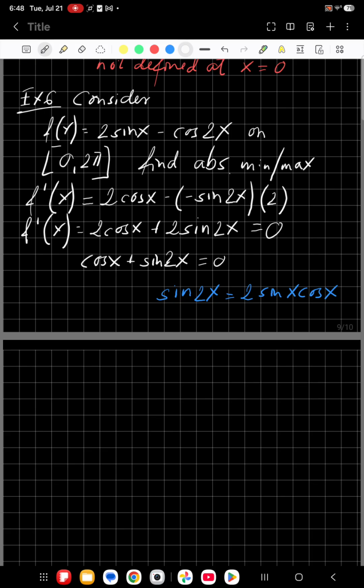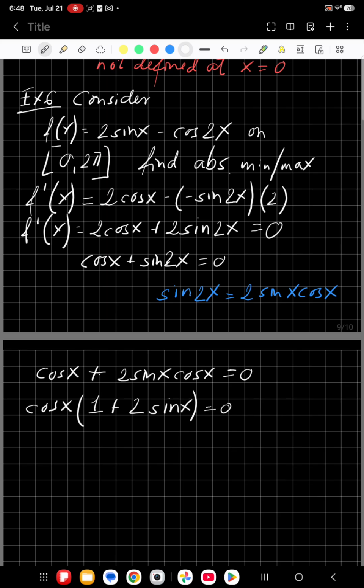Yeah, so let's replace that sine of 2x. So we have cosine x plus 2 sine x cosine x. So I'm solving this trigonometric equation. Let's factor cosine x out. So we have 1 plus 2 sine x equals 0. So now we have two factors.